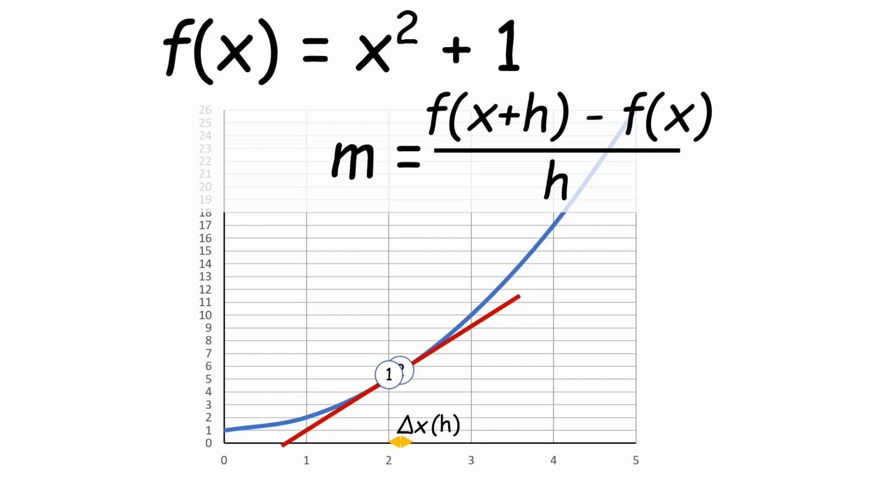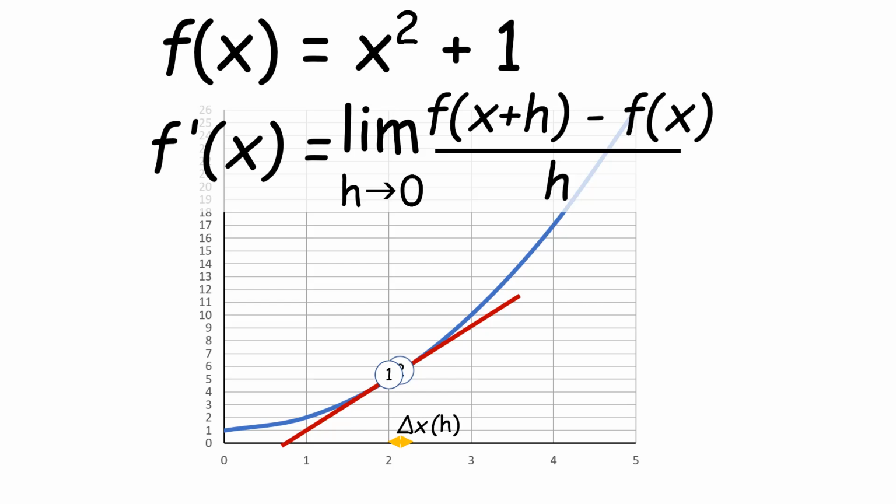So how do we calculate a point that's infinitesimally close? Well, we know that that's a limit, and in this case, it's the limit of the slope equation as h approaches 0. This whole formula calculates what's known as the derivative of the function.